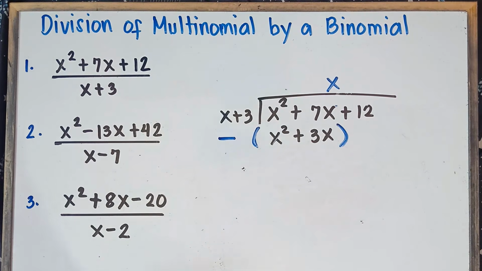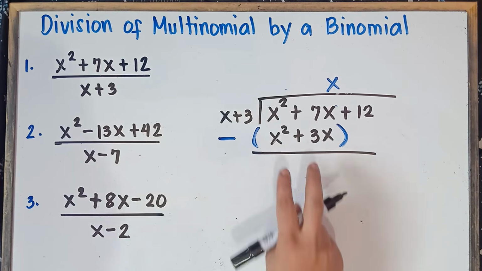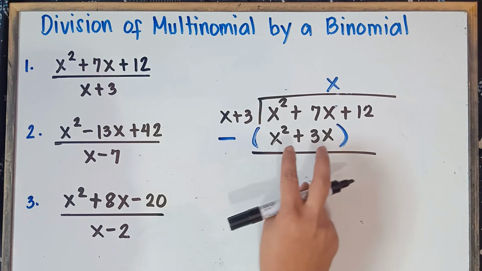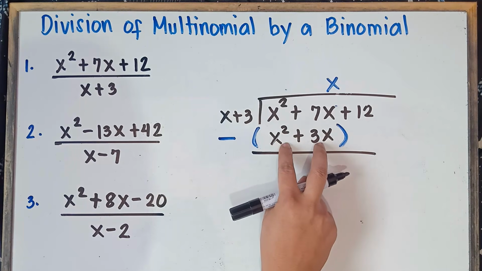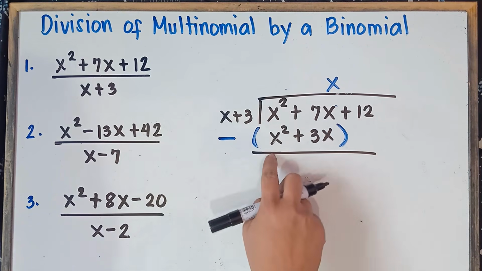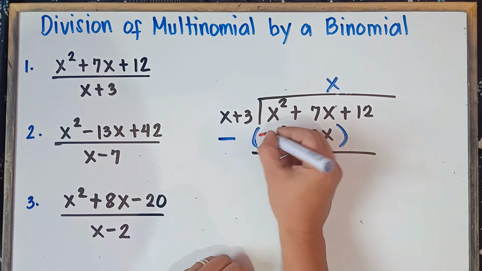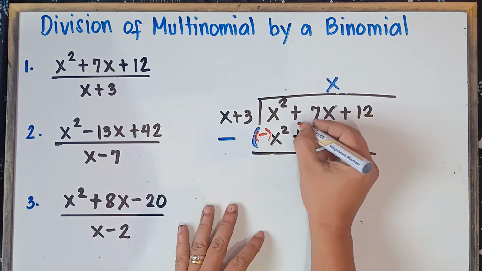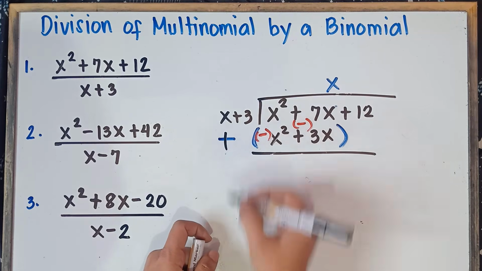Now, the rule, class, in subtracting integers or subtracting polynomials: you change the sign of the subtrahend, then you proceed to addition. Once again, class, this is our subtrahend on the bottom part. You change the sign of the subtrahend, then you proceed to addition. Instead of minus, we proceed to addition. So let's change the sign. This is positive x squared, it will become negative x squared. This is positive 3x, it will become negative 3x. And then we change the operation to addition.